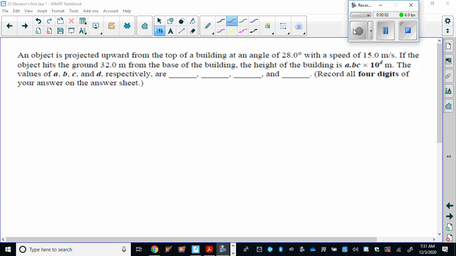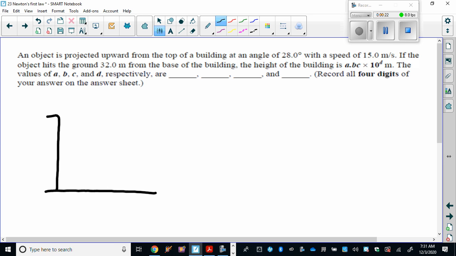For anybody who's having some difficulty with question number 5, I'll just give you a few hints. I'm not going to give you the answer, but I'll set it up for you so that you can get the answer quite easily. An object is projected upward from the top of a building at an angle of 28 degrees. So here is our diagram.